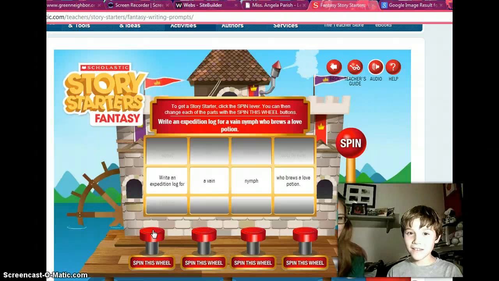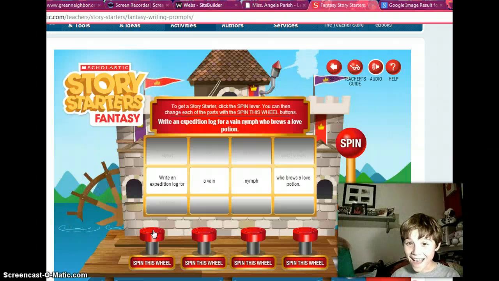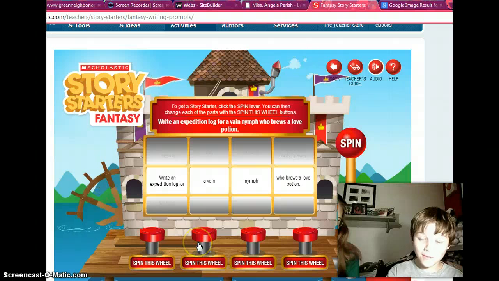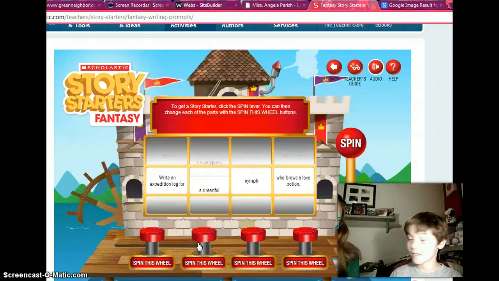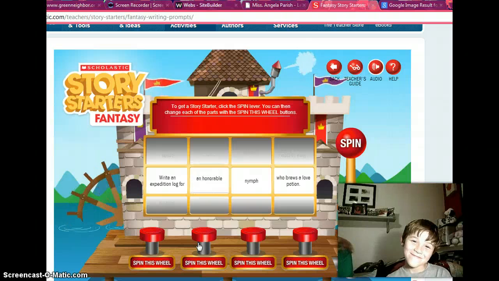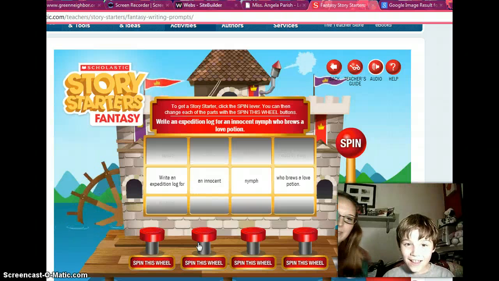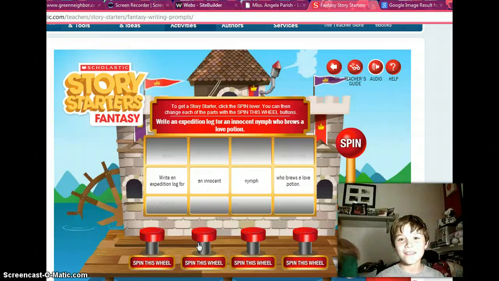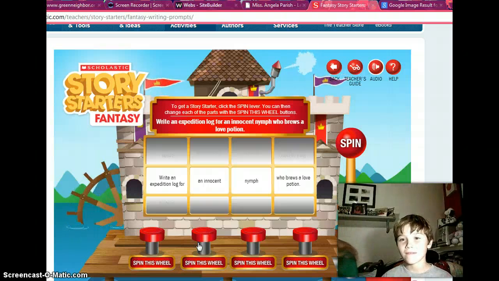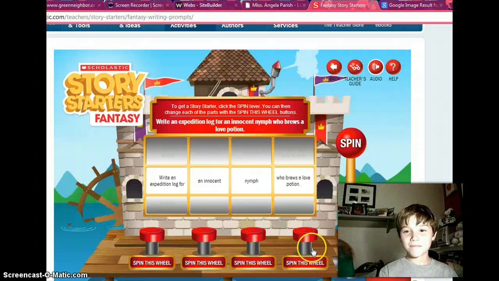So now write an expedition log for a vain nymph who brews a love potion. Don't even know what that is. So now his story is write an expedition log for an innocent nymph who brews a love potion. Alright, sounds like a good prompt. Now click next.